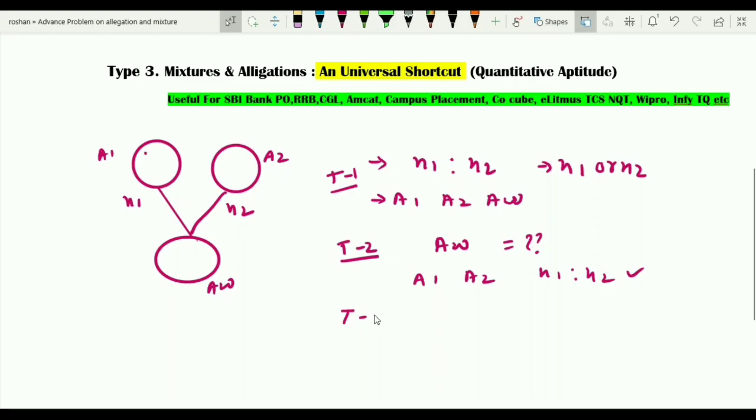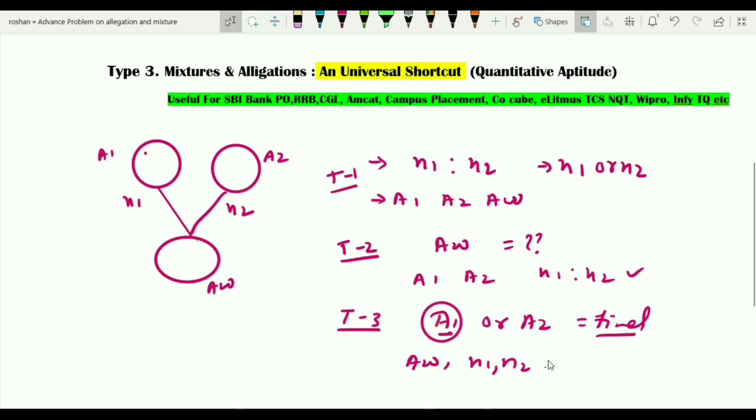So if I talk about my type 3 problem, I need to find either a1 or a2. These two I have to find, either this or this. For this question, you'll always be given aw in the question along with n1 and n2. Along with this, either a1 or a2 will be given. When a1 is given, you have to find a2. Whenever a2 is given, you have to find a1.